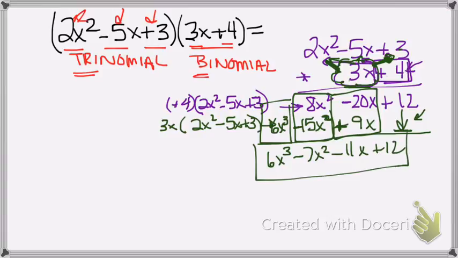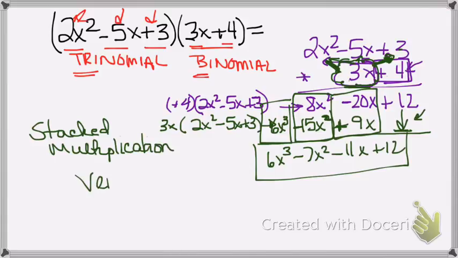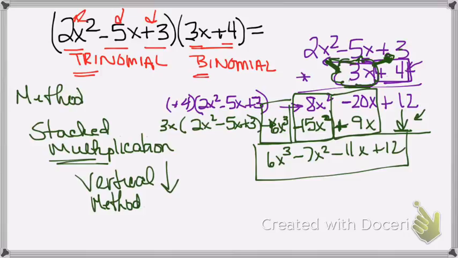So what we just did here was we stacked them and then multiplied down, and so this is sometimes referred to as stacked multiplication, or another way that it's referred to is the vertical method, because it is being multiplied vertically downwards when you're figuring out those products. So this is, we'll call it method 1, one way to complete the multiplication of a polynomial with another polynomial. It doesn't matter how many terms it has. In this case, we had 2 times 3 terms.